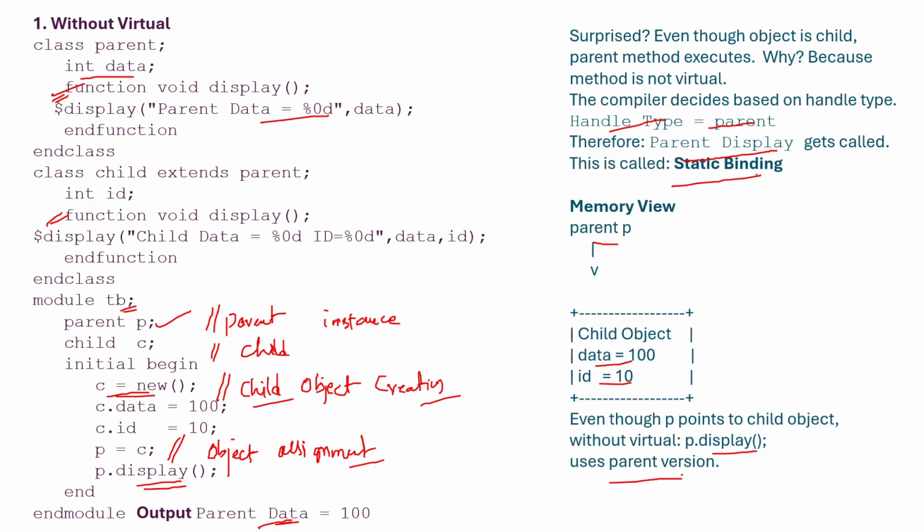Remember, you are creating the object for your child, not an issue. What matters is which handle you are calling through, the child class handle or the parent class handle. That is the matter only. Okay, clear?